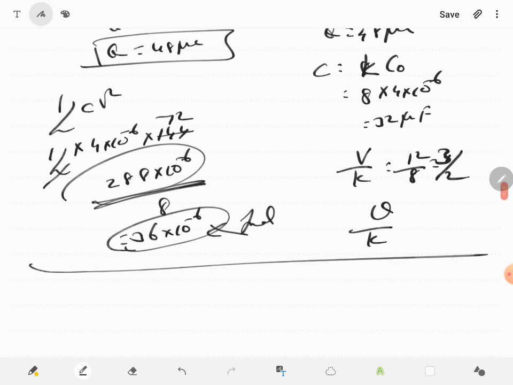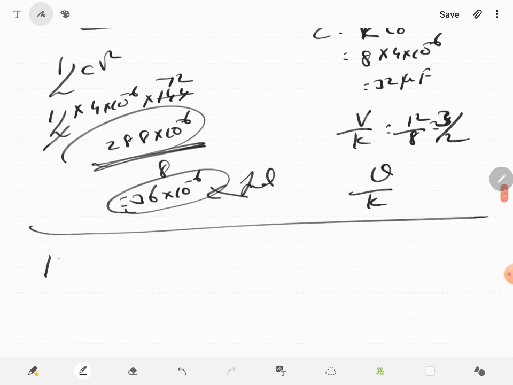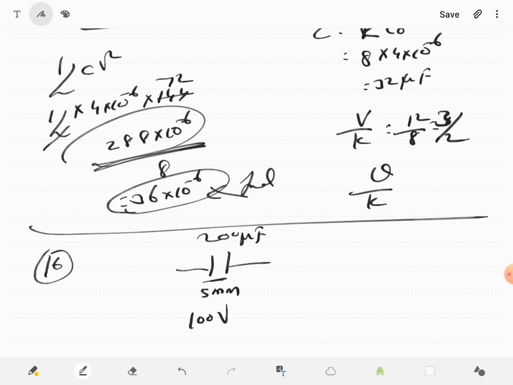So what is the next question? It is the 16th question. A 200 microfarad capacitor having plates separation 5 millimeter is charged to a potential of 100 volt. It remains connected to the source. It's still remaining connected, okay?